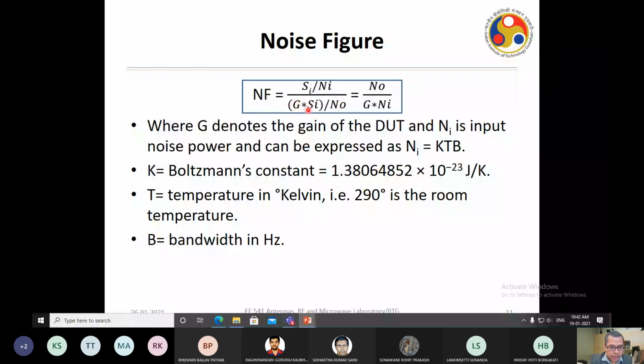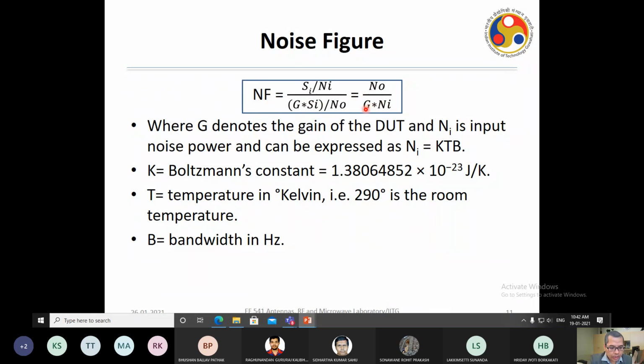What is SO? SO is the signal power at the output. That is basically equal to gain into signal input power. So you can replace that. So now you can cancel out SI and SI in the numerator and denominator, what you get is noise figure is NO divided by gain into NI. So NO is the noise power at the output, NI is the noise power at the input, G is the gain of the device.